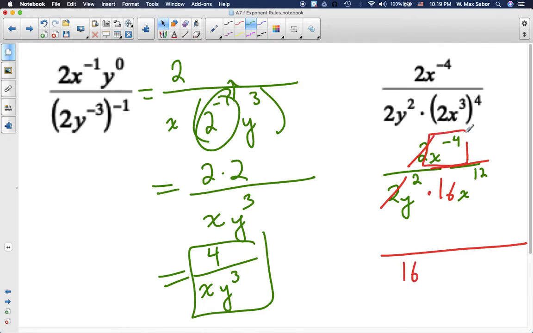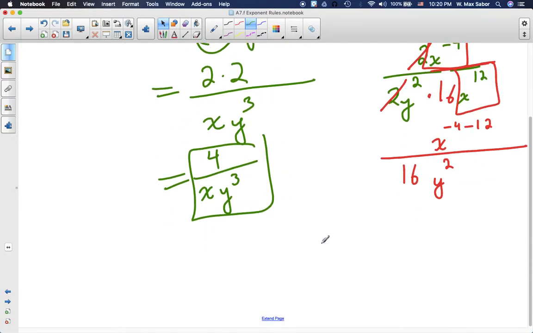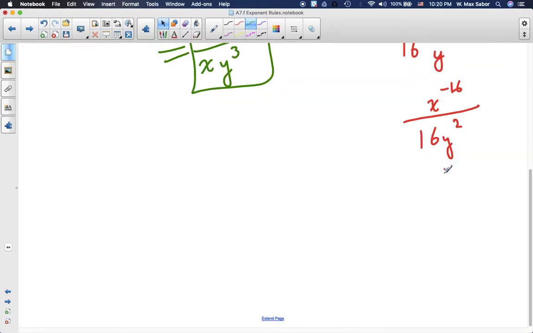If we look at the exponents of x, we have x to the negative 4th and x to the 12th. So we'll have x to the negative 4 minus 12. And y squared, there's no other y, so that stays in the denominator. Well, when we do negative 4 minus 12, that's negative 16. So this is x to the negative 16 over 16y squared, which is the same thing as 1 over 16 x to the 16th y squared.